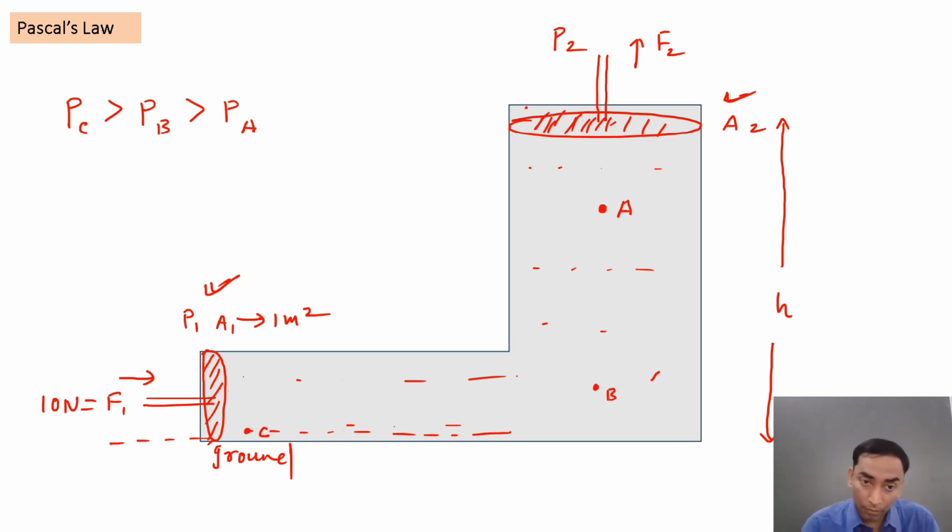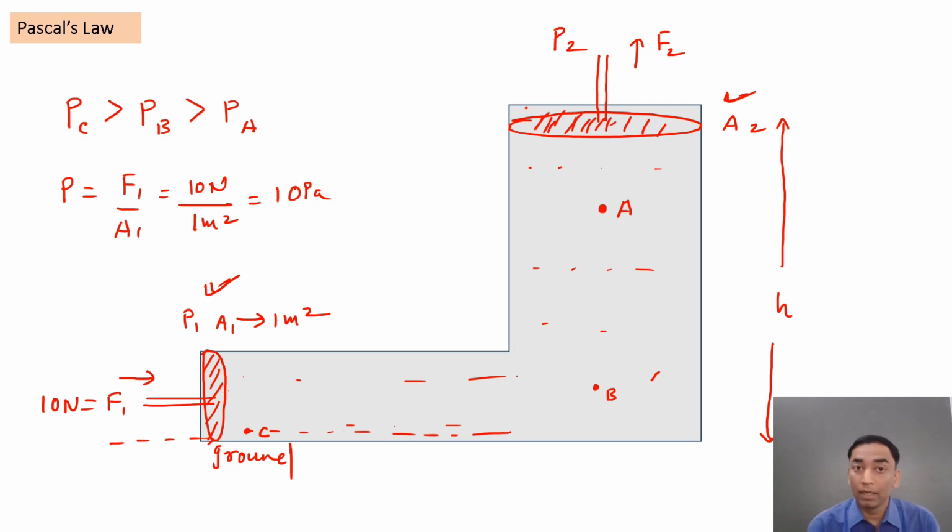Now, the pressure generated at the bottom, where I'm applying the force on the smaller piston, is how much? The pressure generated is equal to F1 upon A1. So 10 Newton force divided by the area of 1 meter square. So the extra pressure generated in the liquid is 10 pascals. Now at point C the pressure was PC, at point B the pressure was PB, and at point A the pressure was PA. So PA, PB and PC were the pressures before applying the force on the piston.